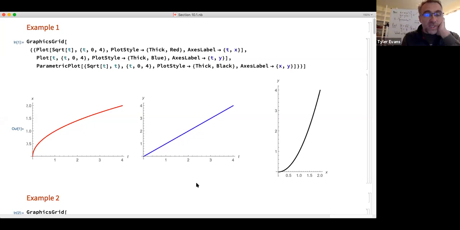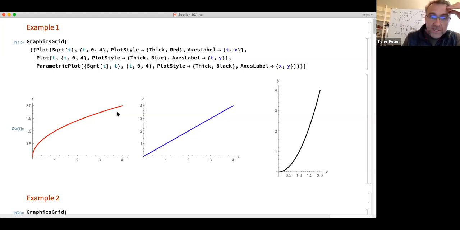And so it's important to label the axes. Let's start left to right. In this first one, the horizontal axis is t, the parameter. The vertical axis is x. That takes a little getting used to, but that's just a graph of the first parametric equation. That's the square root of t.